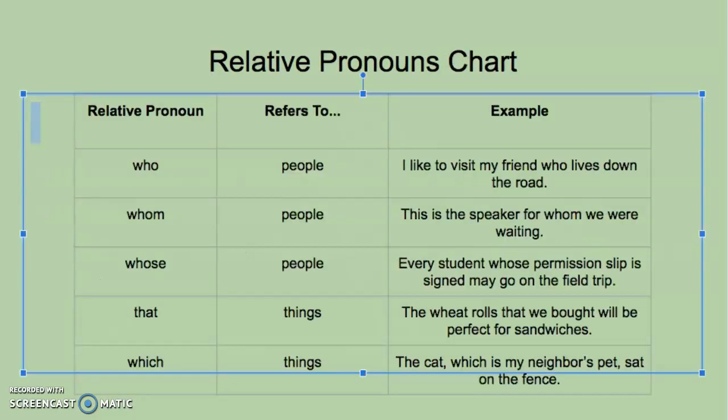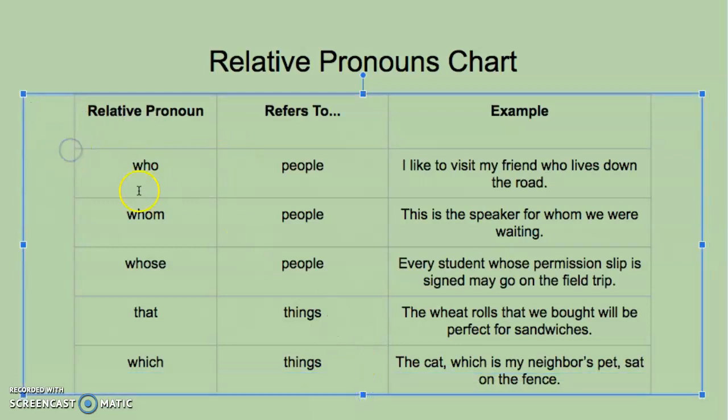Let's look at this relative pronouns chart. The relative pronoun who refers to people. An example here would be, I like to visit my friend who lives down the road. The relative clause who lives down the road gives more information about the friend.